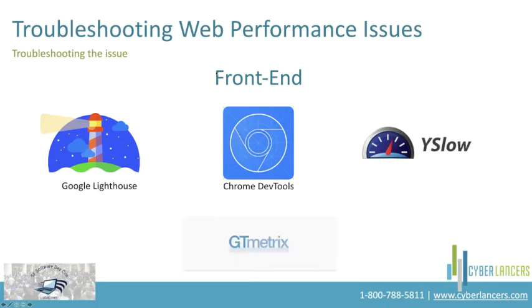Another is YSlow and GTmetrix. These two are similar to the old Google Performance Monitor and the Google Lighthouse, and they show you some additional ways in which your site might be underperforming on the front end.